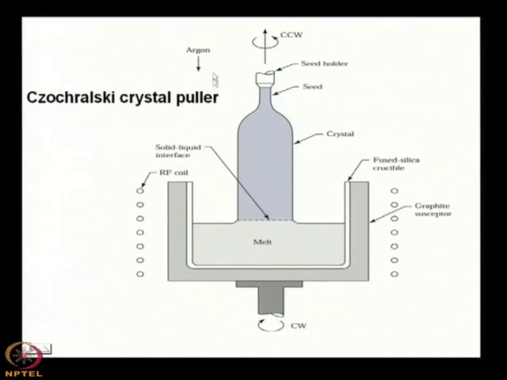Another thing I have to mention is that there is one magnetic field also which is used. There is one magnetic field which is also used here at the crucible. Now, why is the magnetic field used? What is the advantage of using a magnetic field for crystal growth?